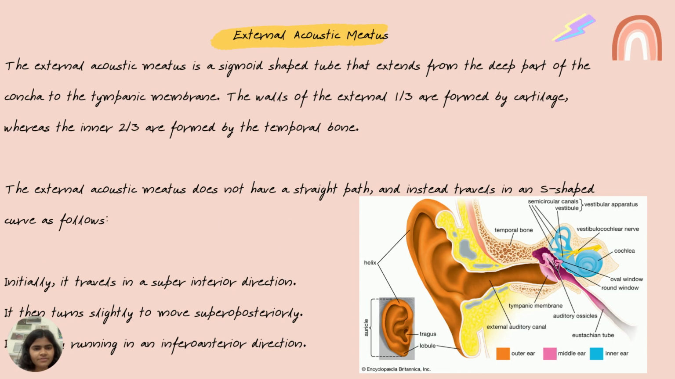Now we have the external acoustic meatus. Here you can see the helix in the figure, and this is the external auditory canal. The external acoustic meatus is a sigmoid-shaped tube that extends from the deep part of the concha to the tympanic membrane. The outer one third of its walls is formed by cartilage, whereas the inner two thirds are formed by the temporal bone. You can see this in the diagram.